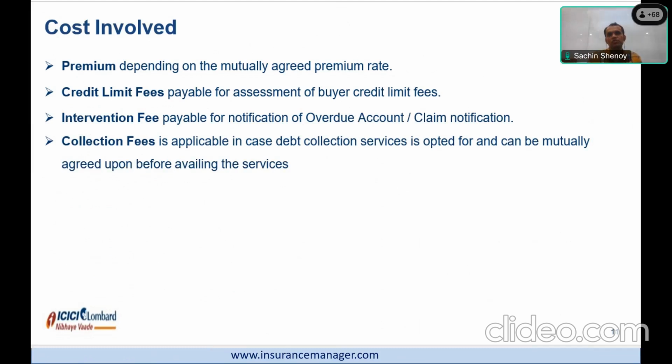The reason we are charging this fee over and above the premium is because this is an altogether different service. We have tied up with all the big data management companies across the globe who procure the data available in the local market, and they submit it to us in the format in which we want to underwrite.